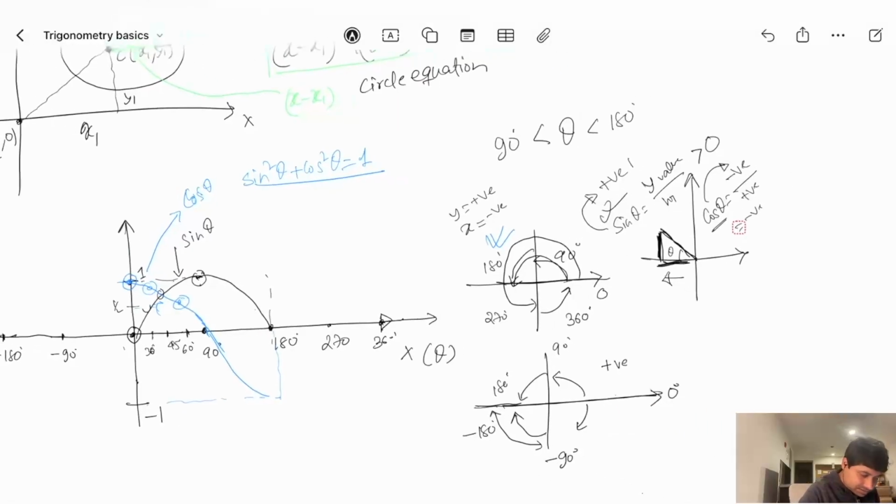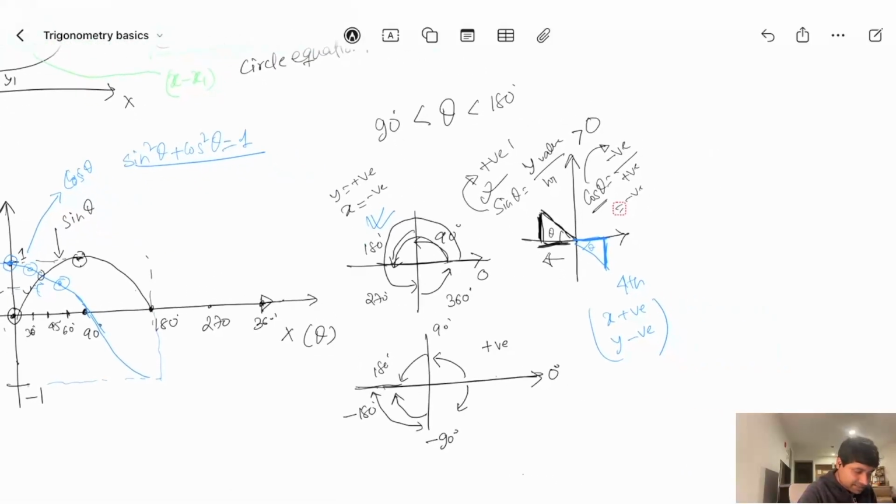If you just see this particular quadrant, let's say the fourth quadrant, where you can think of a right triangle with theta, then y is actually going to the negative, and what is the value of x? X is still positive. So x is positive but y is negative for the fourth quadrant.